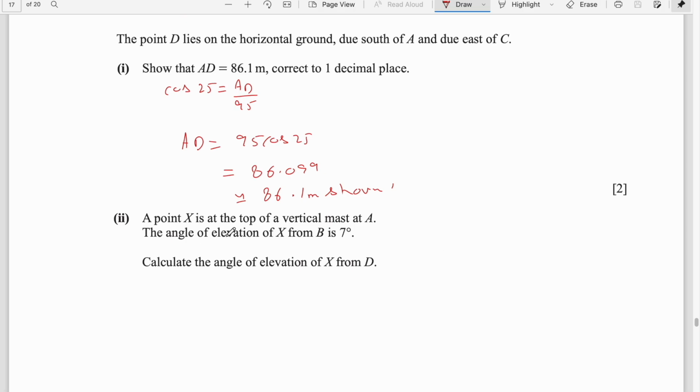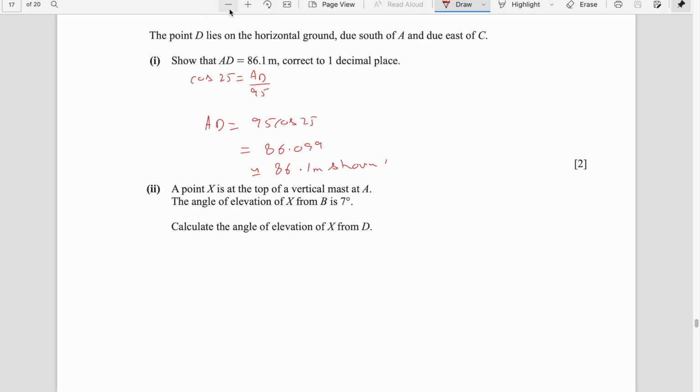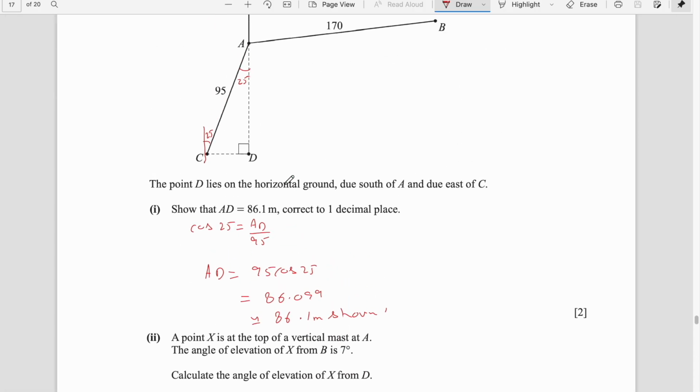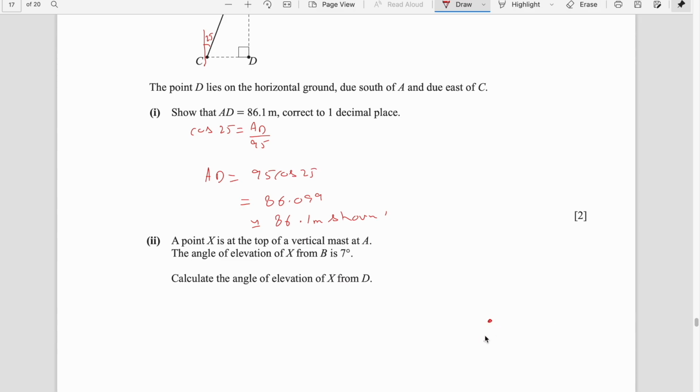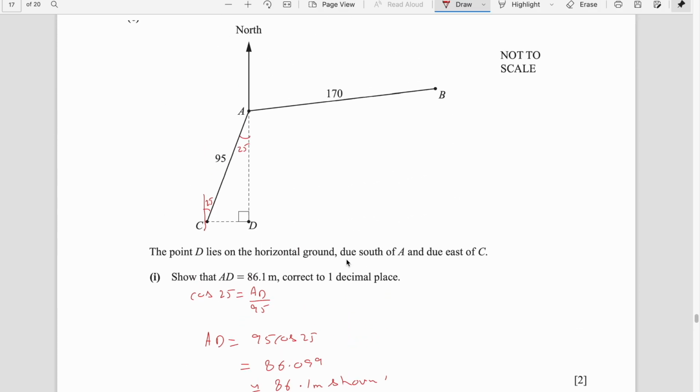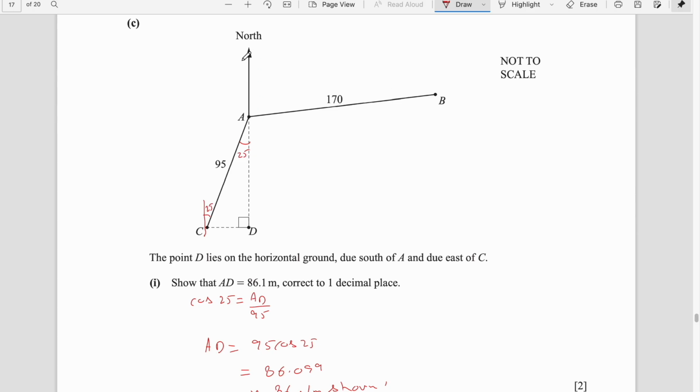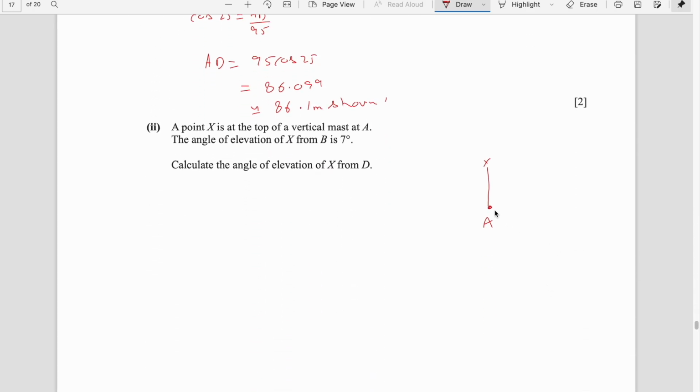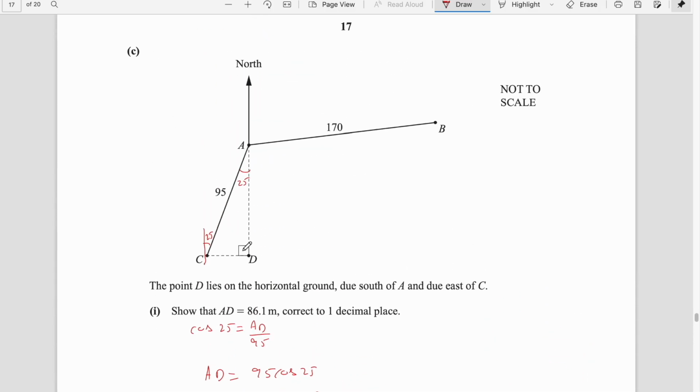Second part says the point X is at top of vertical mast A. So let us suppose that this is point A. X is at top of this. And then the angle of elevation from X from B is 7. So B lies there, A is this, and there is a vertical post here. So from B, the angle of elevation is 7. And calculate the angle of elevation of X from D. So from D, I have to find it.